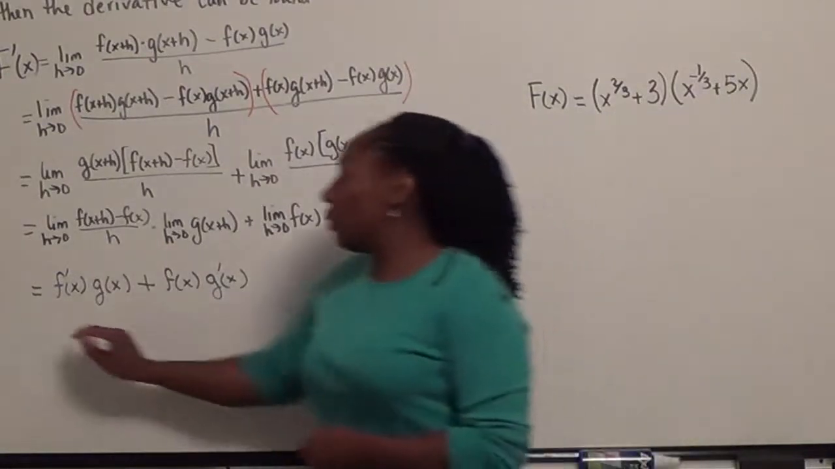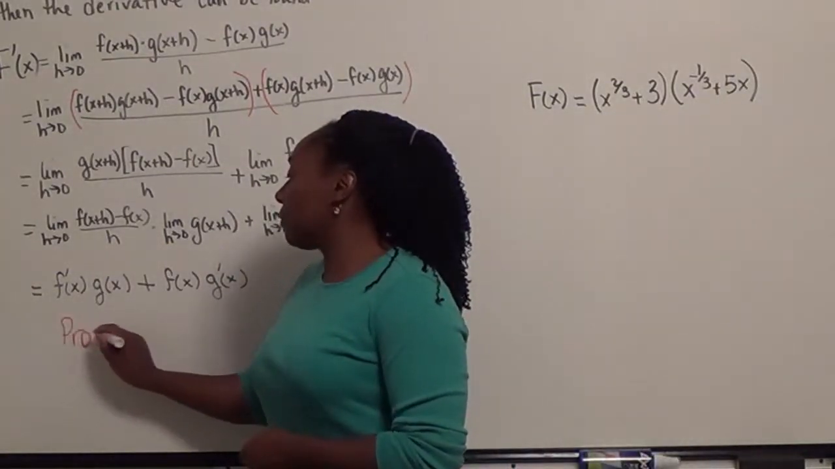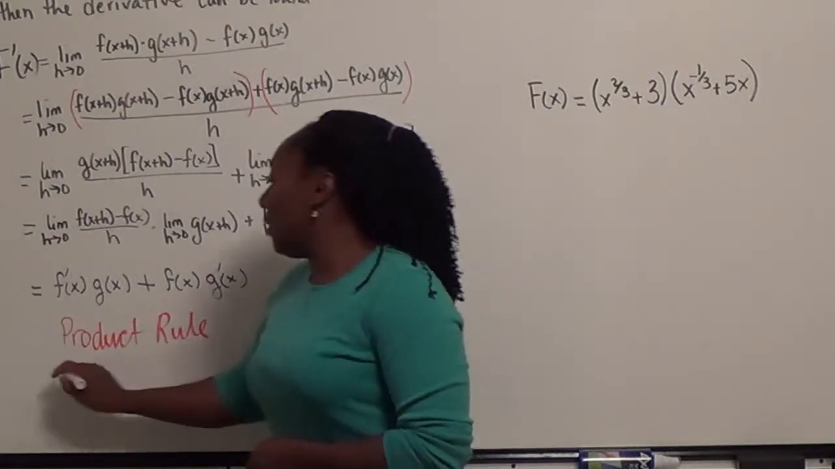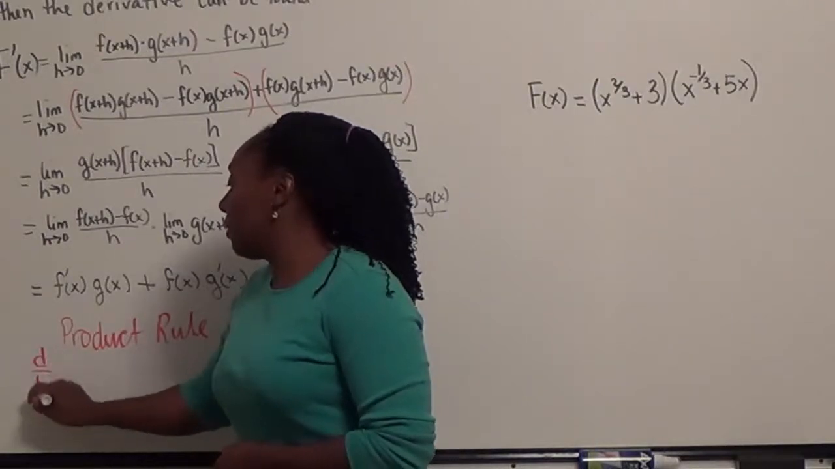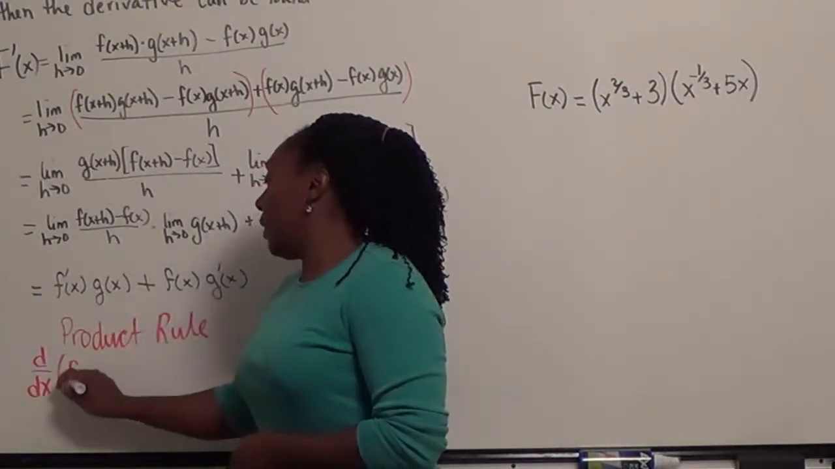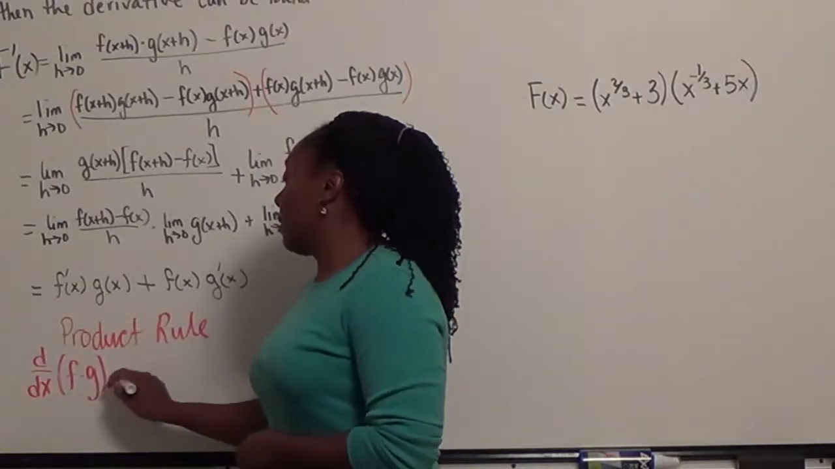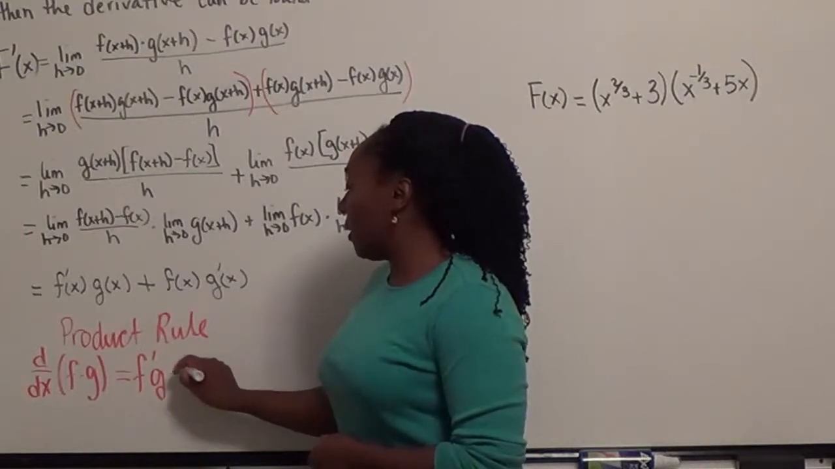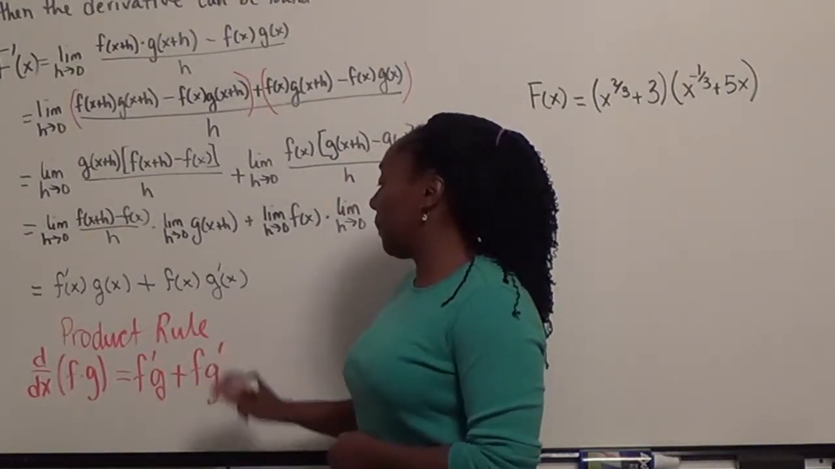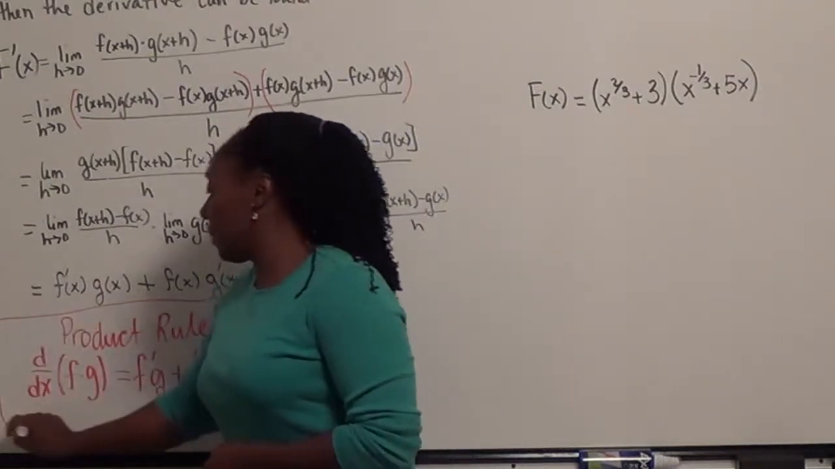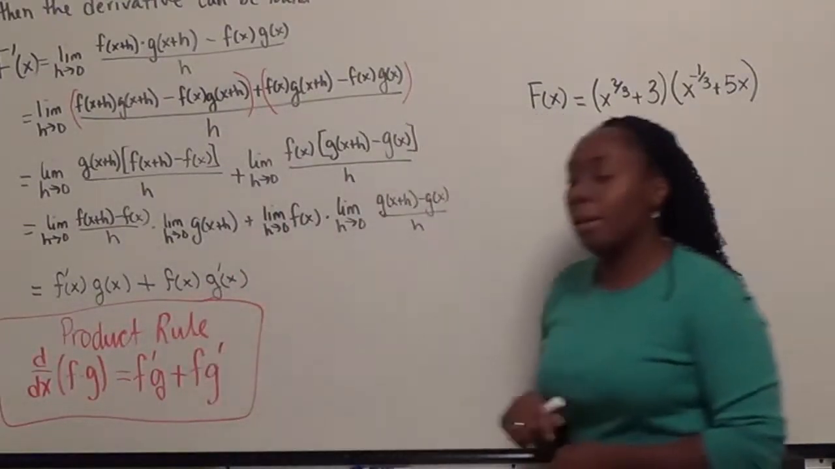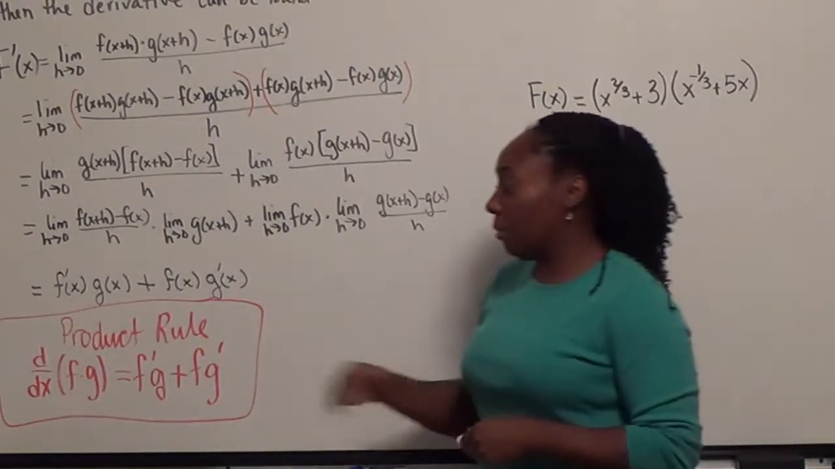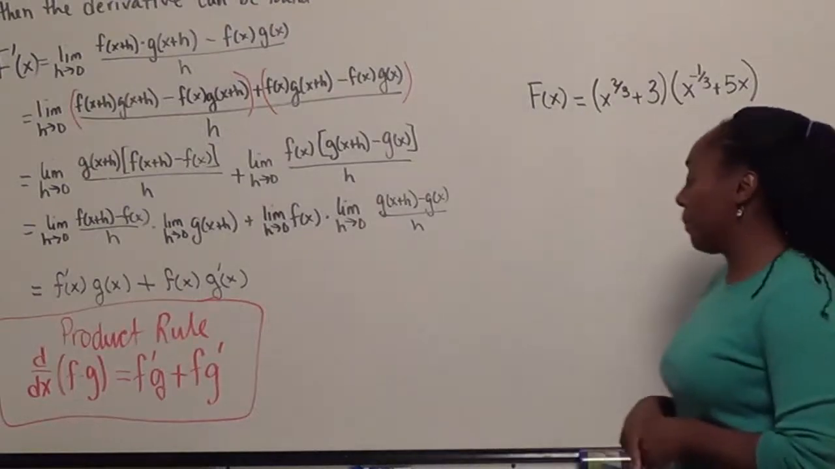So here, we actually get our product rule, which says if I am looking at the derivative of an f times g, this is going to be f prime times g plus f times g prime. This is one of the rules that you're going to be tested on throughout the course and in the final exam.